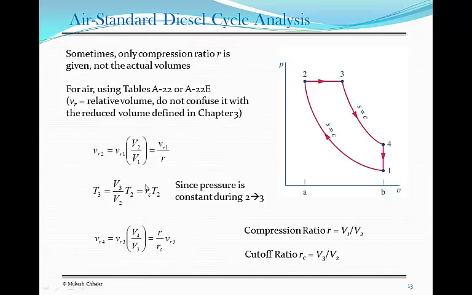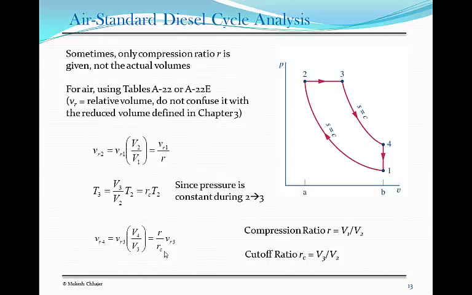Also, you remember that since we are dealing with an ideal gas, and since pressure is constant during this process 2-3, from the ideal gas law, PV equals nRT, we can calculate the relationship between the temperatures at these two points, 2 and 3, in terms of this cutoff ratio, which is the volume at 3 divided by the volume at 2. And then again VR4 in terms of VR3 given these two quantities. So the idea is we only need to know this r and rc, the cutoff ratio, rather than the actual volumes.